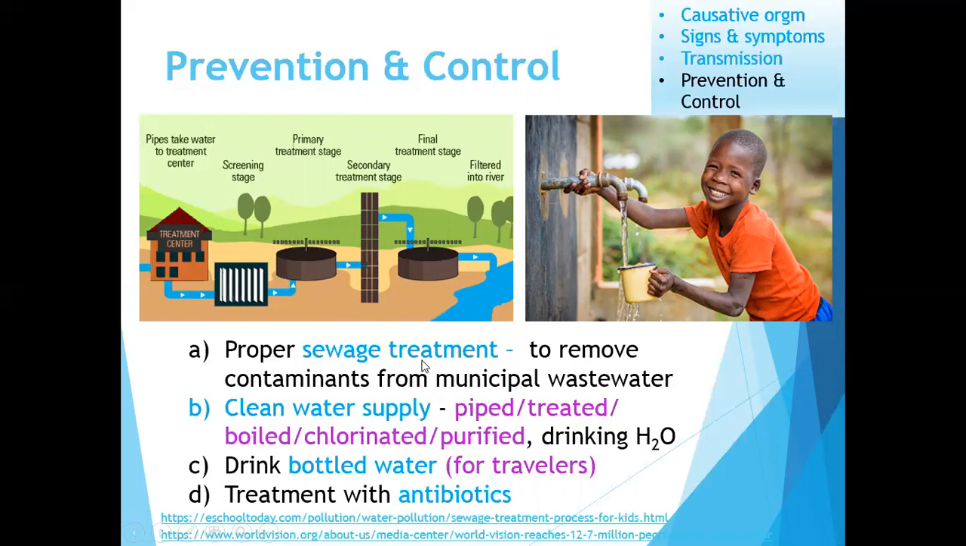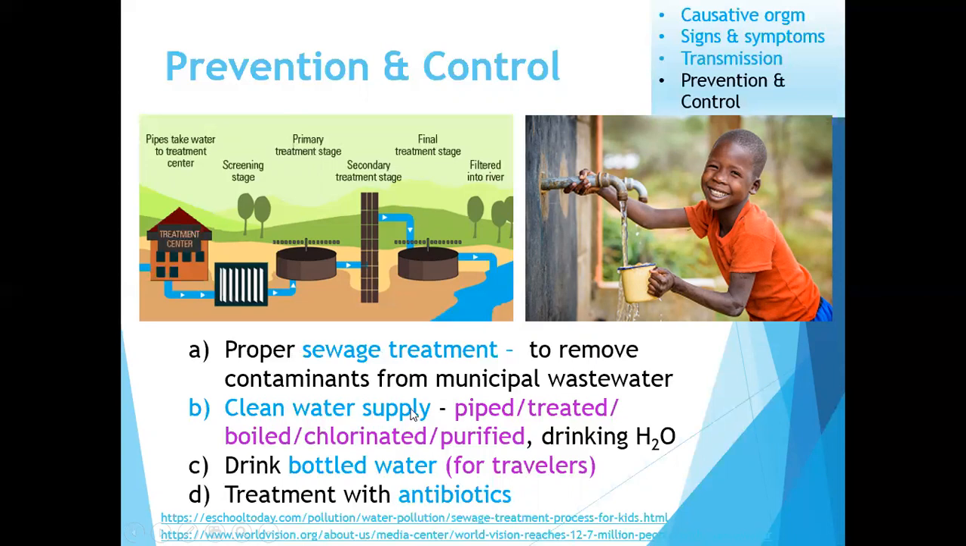Sewage treatment, what is sewage? Sewage is actually water that's released from households as well as small factories. So it is called municipal waste, or municipal wastewater. So proper sewage treatment is to remove contaminants from municipal wastewater that comes from the housing area as well as the factories in a town, okay? So proper sewage treatment.